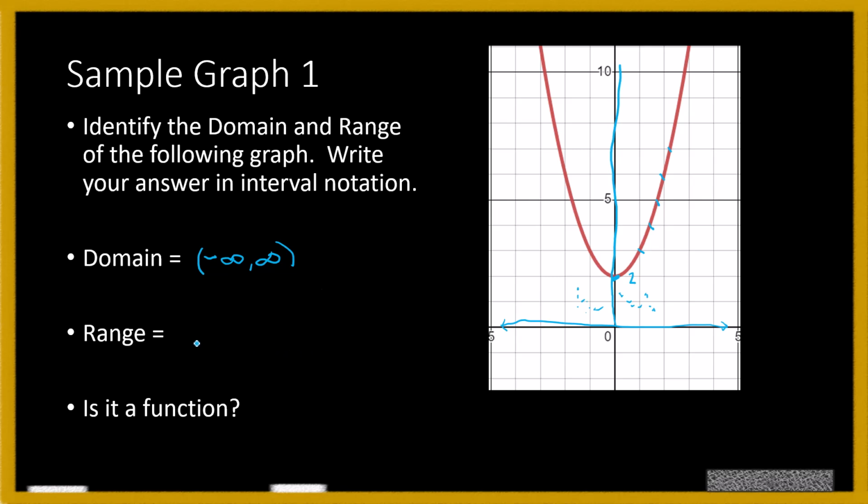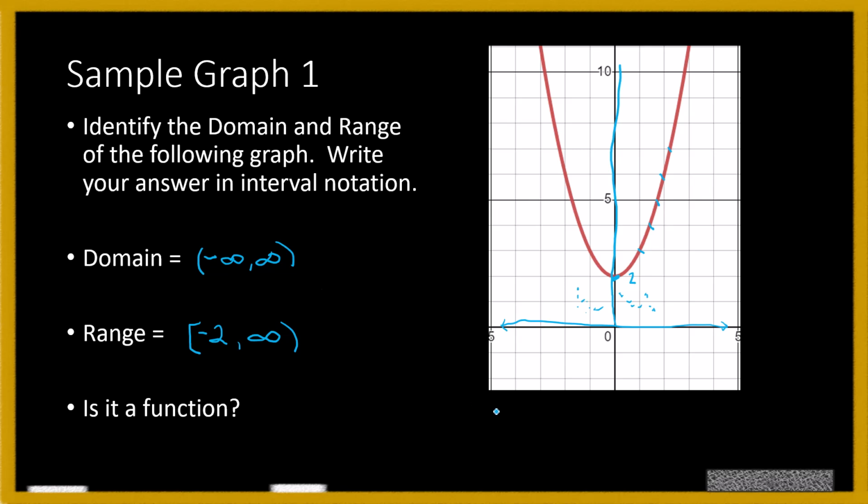So how do I write that? Well, it equals 2, so I'm going to put a square bracket around it. And then it continues up through positive infinity. Remember that your interval notation should always start with the smaller number, comma, larger number.